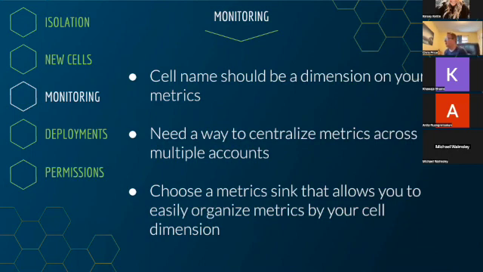There's not a lot of magic to talk about with monitoring here for cells. The number one thing that is probably pretty obvious is you have to make sure that your cell name or your cell ID is a dimension on all of the metrics that you emit, so that you can tell metrics from one cell apart from metrics from another cell.